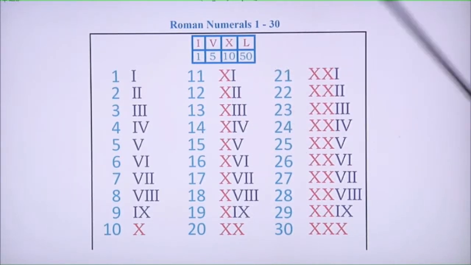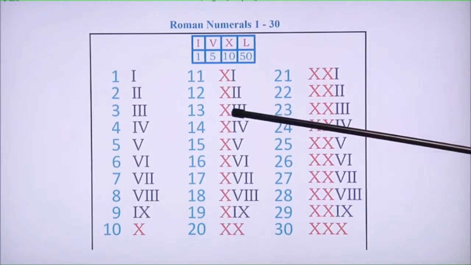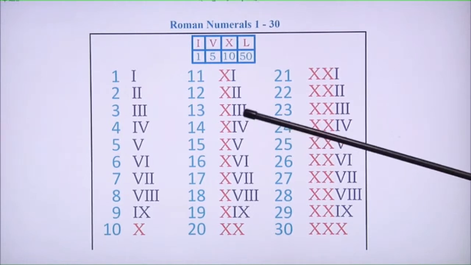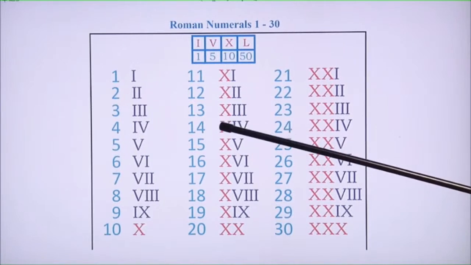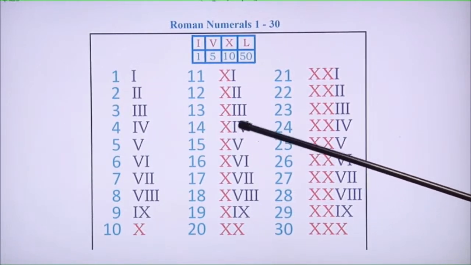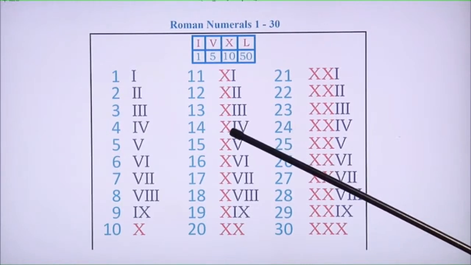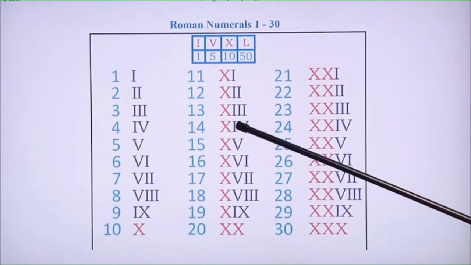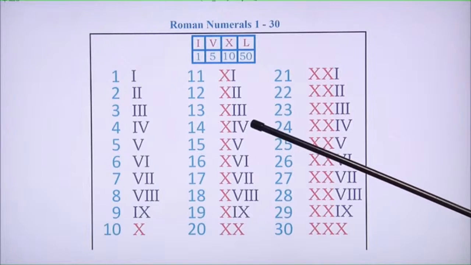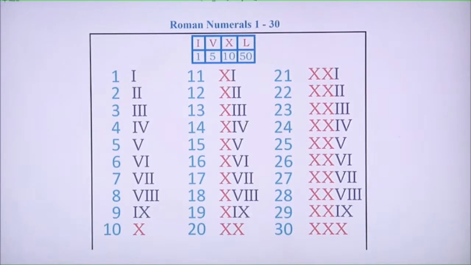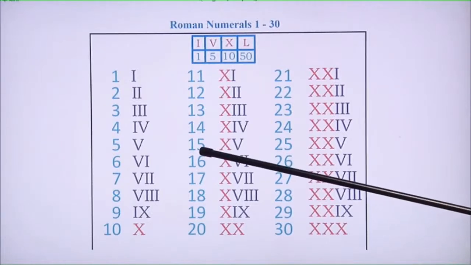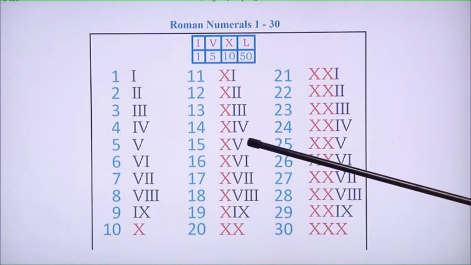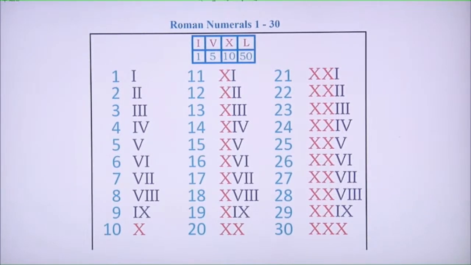When we get to 14, we can't write 4 of the I's because the rule does not permit us to do so. So it's going to be changed. We have 10 here, then IV. The 1 is at the left side of the bigger value, which is 5, so we subtract the 1 from the 5. So 4 plus 10 will give us 14. So 15 is going to be XV. We have 10 plus 5, which will give us 15.